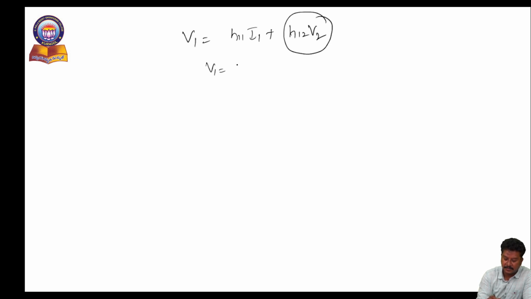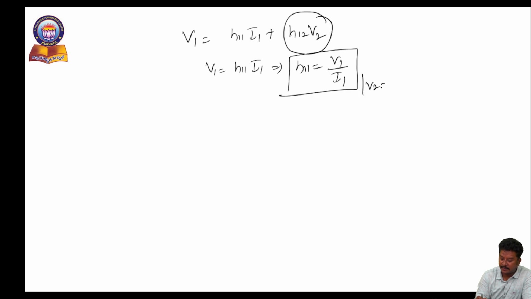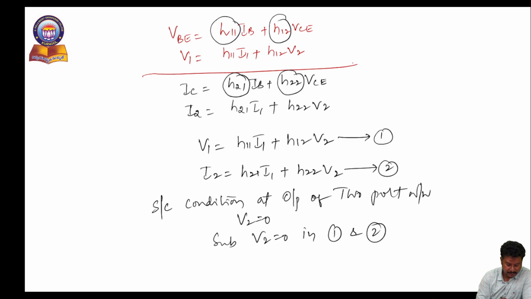Then V1 is equal to H11 I1. This implies H11 is equal to V1 by I1. This is the case by considering V2 is equal to 0. The same V2 is equal to 0, I am substituting in the second equation. So in this equation also I have to substitute.